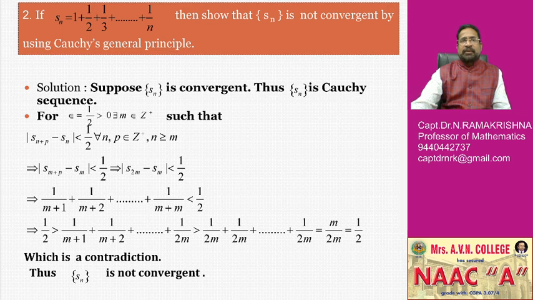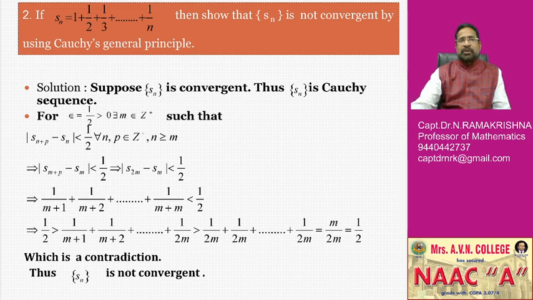What is Sm plus p? 1 plus 1 by 2 and so on plus 1 by m plus 1 by m plus 1 and so on plus 1 by m plus p. What is Sm? 1 plus 1 by 2 and so on up to 1 by m. Here you can subtract these two. You will get modulus of 1 by m plus 1 plus 1 by m plus 2 and so on up to 1 by m plus p, less than 1 by 2. Taking a positive number, you can remove the modulus.